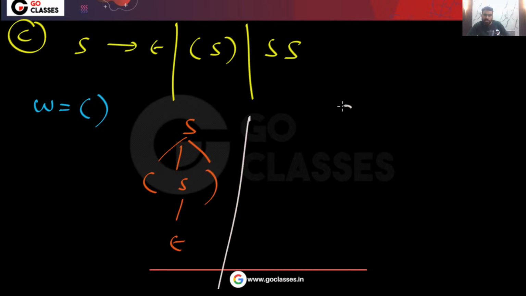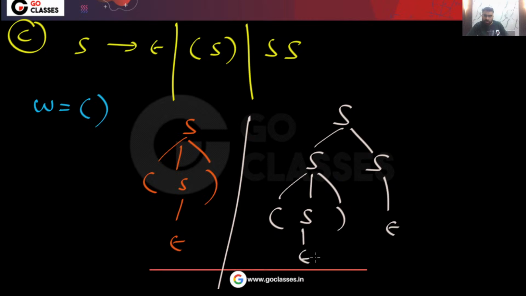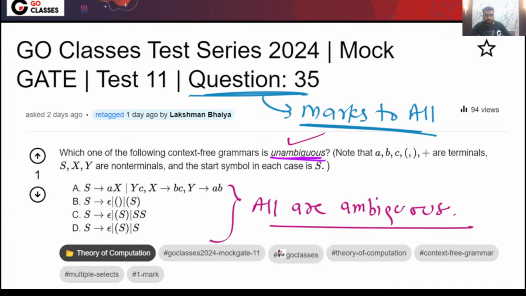Another parse tree for this string will be, you can replace S with SS. Now this S you can replace with open parenthesis, S, close parenthesis. Now you can send this to epsilon, and you can send this to epsilon. So like this, this string has more than one parse tree, so this is also ambiguous. What about option D?